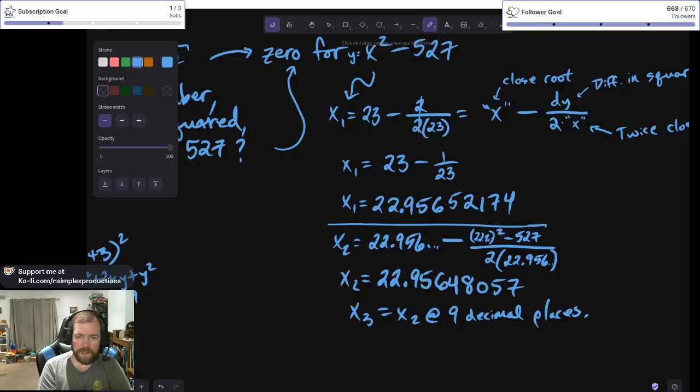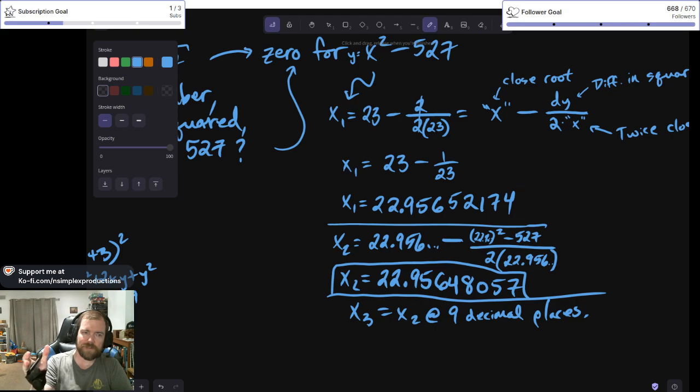So again, now in 2, because we had a good approximation to start with, i.e. 23 got us 529, right? The square root of 527 is now going to be that to 9 decimal places. So 22.95648057. Awesome.